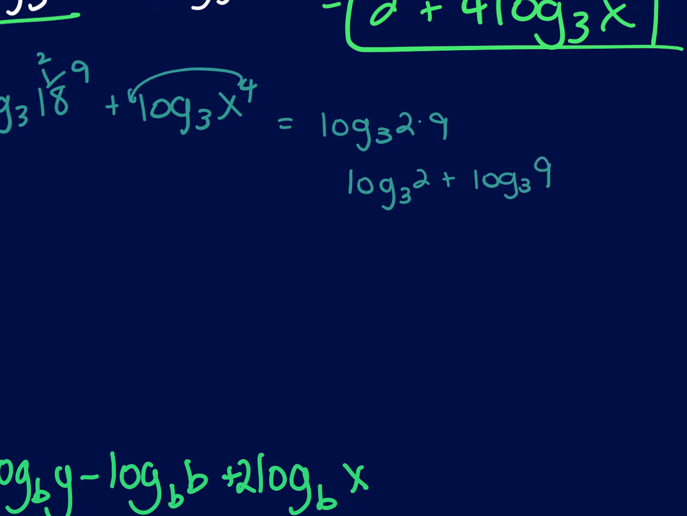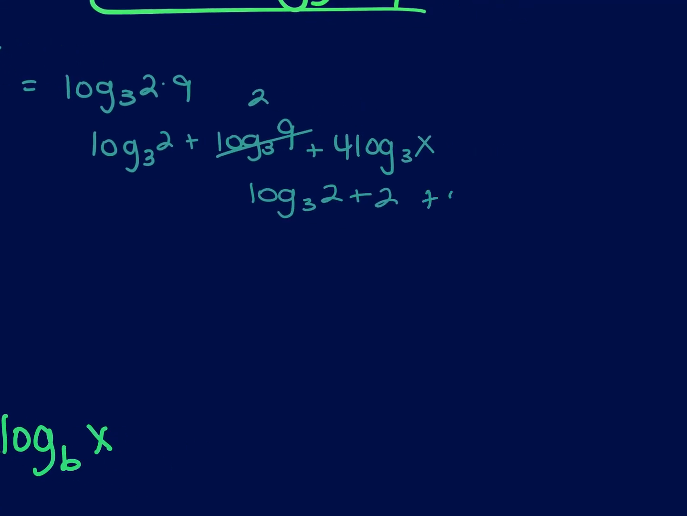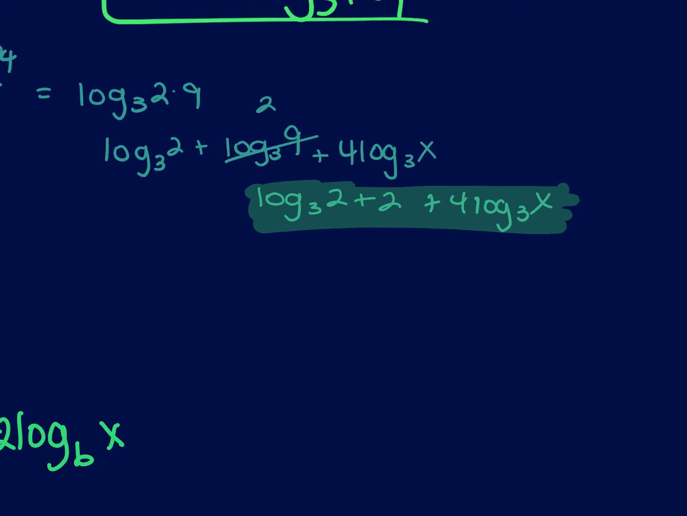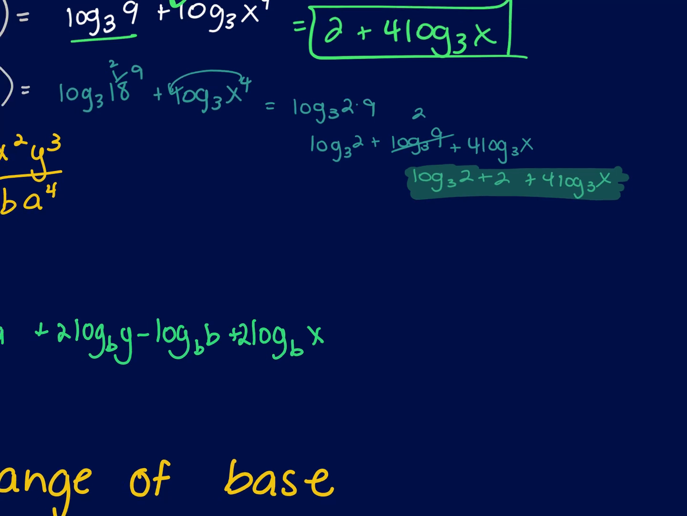And then this 4 bumps to the front here, so plus 4 log base 3 of x. Now can I simplify part of that? Yep. Log base 3 of 9 becomes 2. Log base 3 of 2 plus 2 plus 4 log base 3 of x. So that time the breakdown wasn't as obvious because it's not flat out a power of 3, but you can continue to break that down. So make sure you check for that. I would say anytime there's a number there, check to make sure it couldn't be broken down.